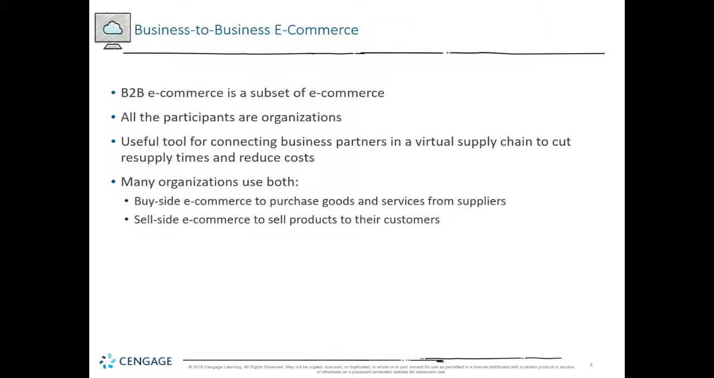Business-to-business e-commerce, or B2B, is a subset of e-commerce. All the participants are organizations. It provides useful tools for connecting business partners in a virtual supply chain to cut resupply times and reduce costs. Many organizations use both buy-side e-commerce to purchase goods and services from suppliers, and sell-side e-commerce to sell products to their customers.